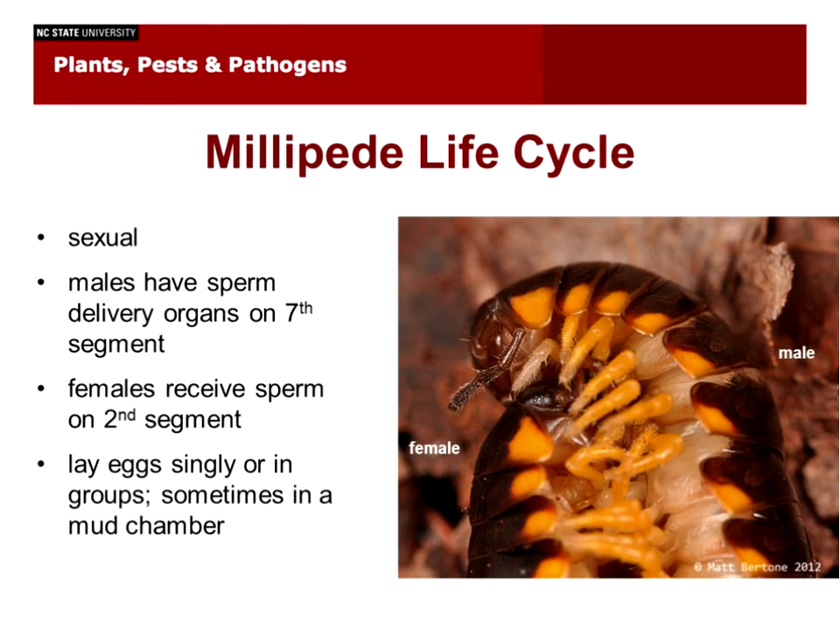So their life cycle, they are sexual species. They have males and females, and they're very interesting. So the centipedes, they lay a sperm packet and the female picks it up. But in millipedes, they actually mate directly.